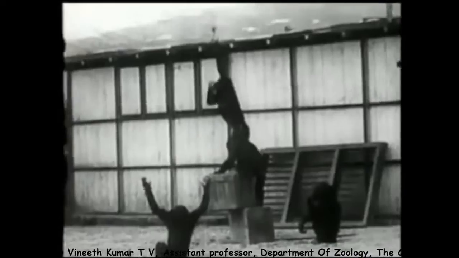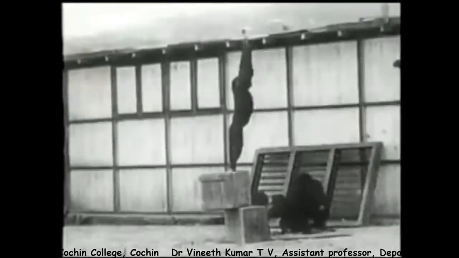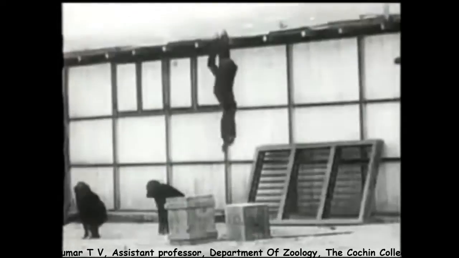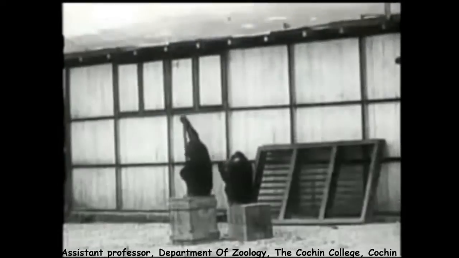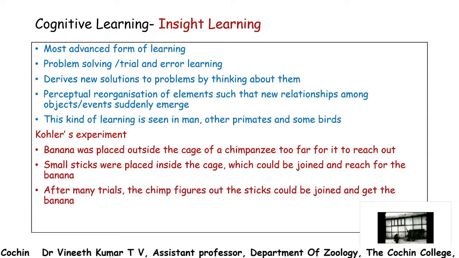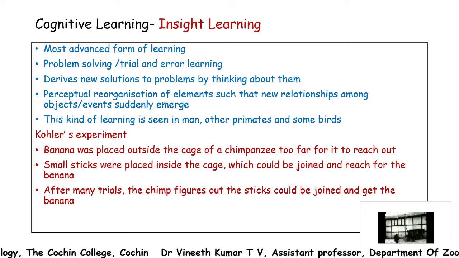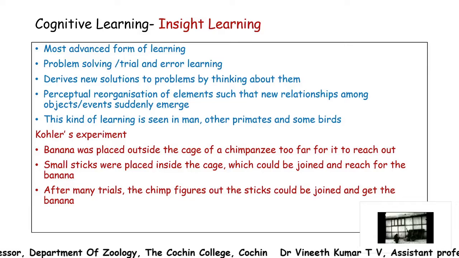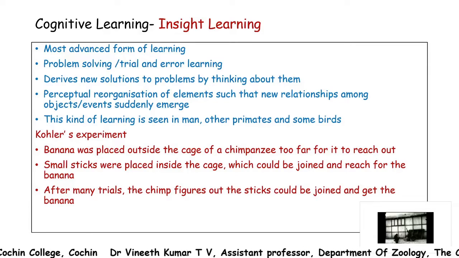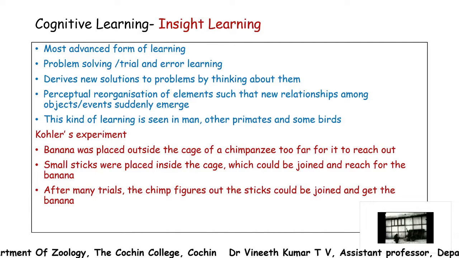The other one is holding or helping the other one to get it. So all these can be considered examples of the experiments that demonstrated what is called insight learning. Such experiments were conducted first by Kohler to prove insight learning. In Kohler's experiment, as we saw in the video, he placed a banana outside the cage of the chimpanzee, too far for it to reach. Small sticks were placed inside the cage, which could be joined to reach the banana. After many trials, the chimp figures out that the sticks could be joined and gets the banana.